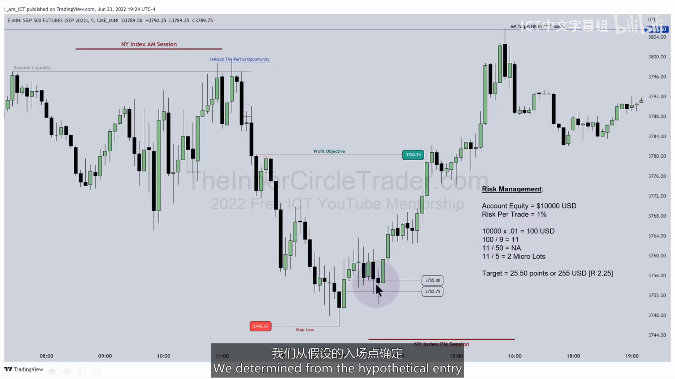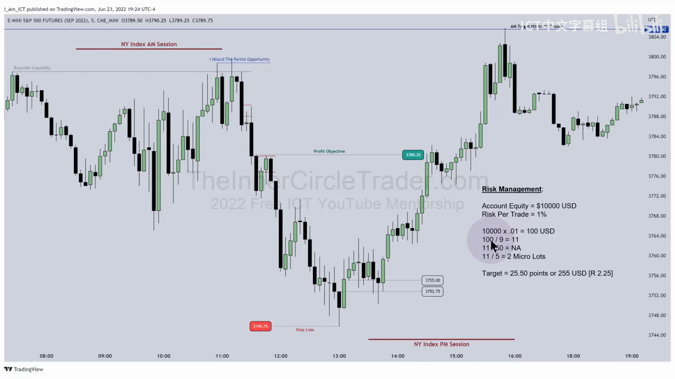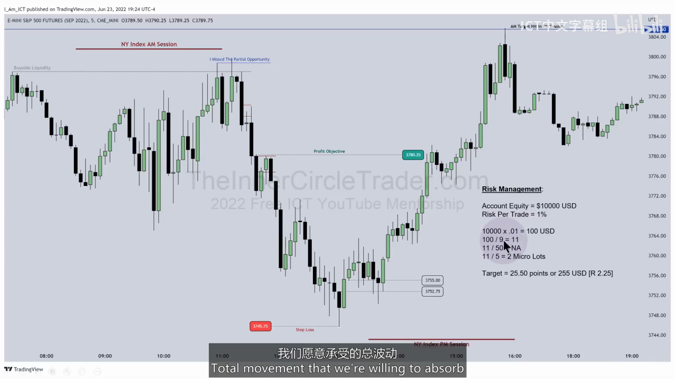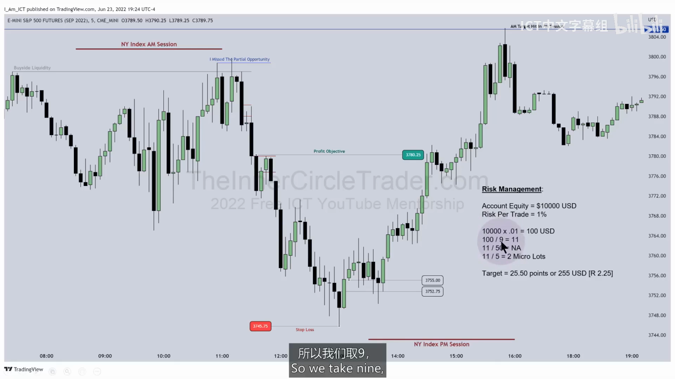We determined from the hypothetical entry of your demo account at 37.54 3/4 and a stop at 37.45 3/4, that's 9 points or 9 handles. That's what that 9 is. So we're taking the dollar amount, which is the 1% of our equity, giving us $100 or 1% of $10,000. The total movement that we're willing to absorb as a risk or a stop loss is 9 points. So we take 9, divide that into 100. That gives us 11.